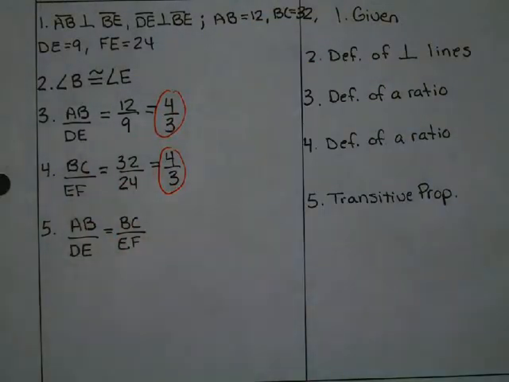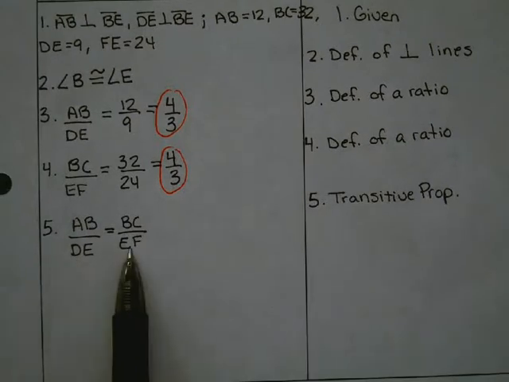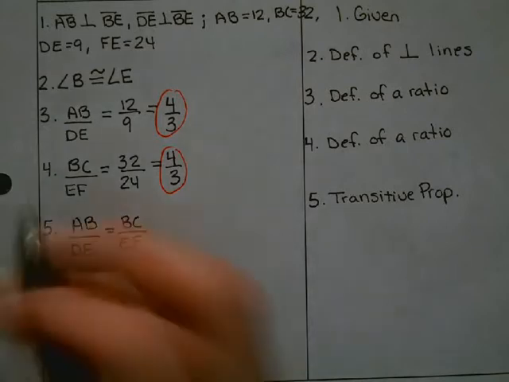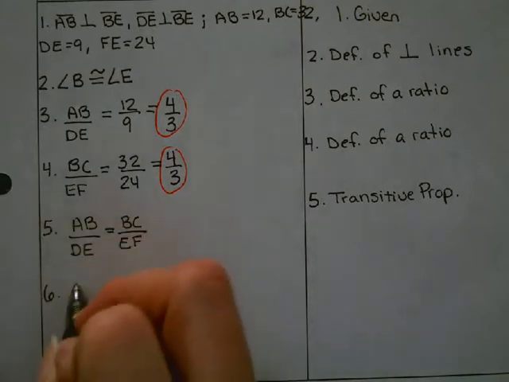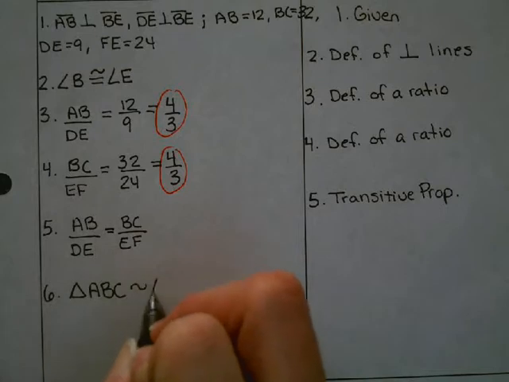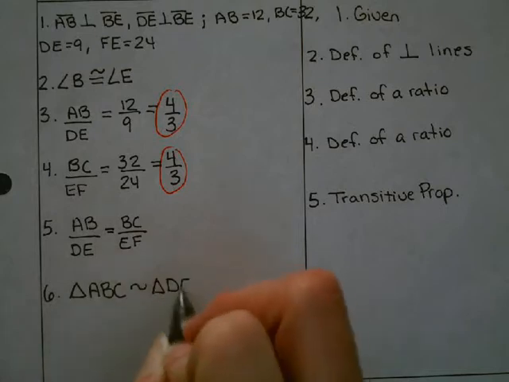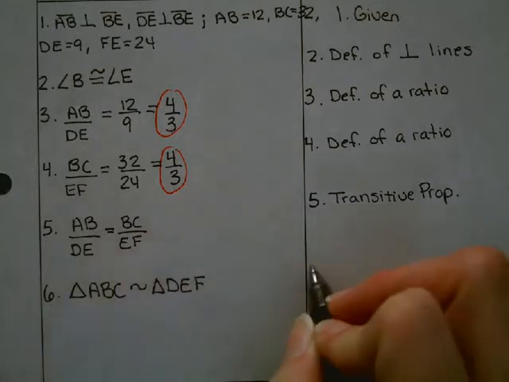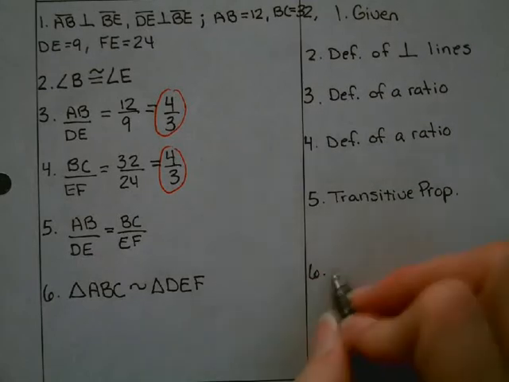Alright, so now we have enough information to say that we have two sides are in proportion, and we have an angle that is congruent. So I can say the triangles are similar. And if you remember, we have two sides and the angle, that's called side angle side similarity.